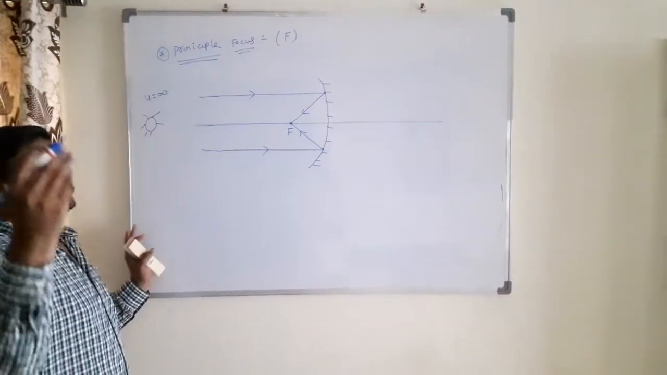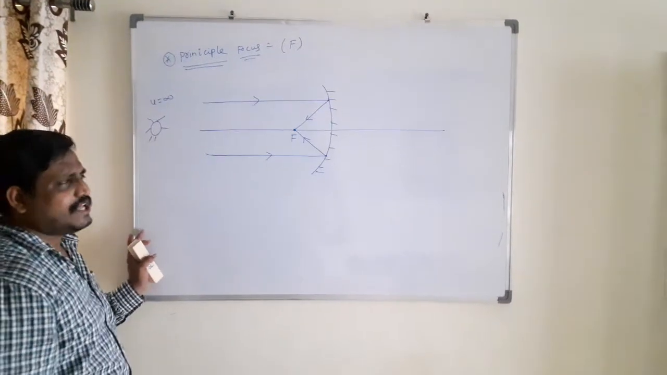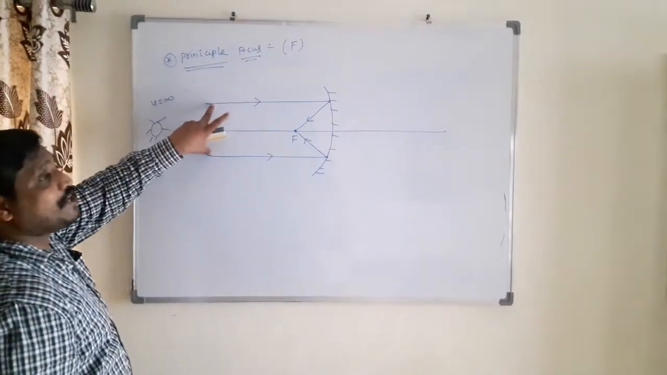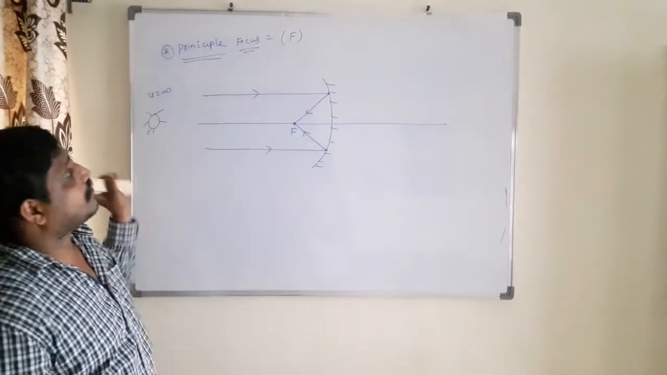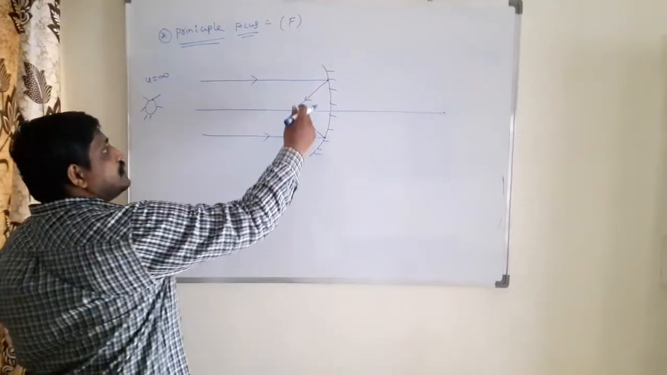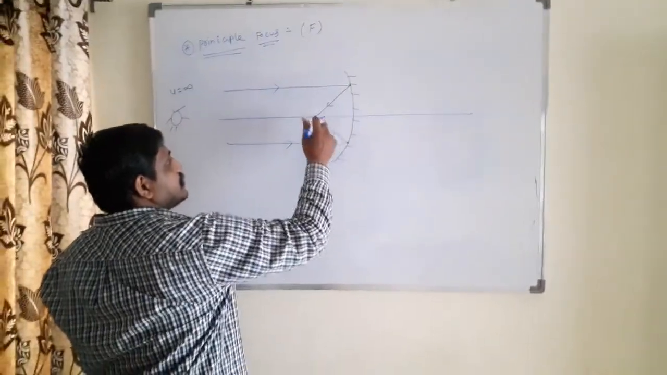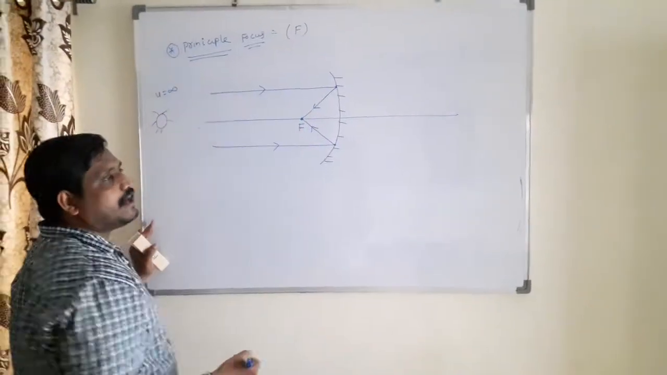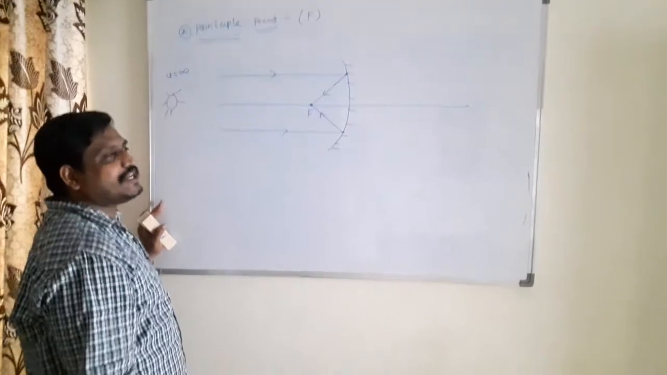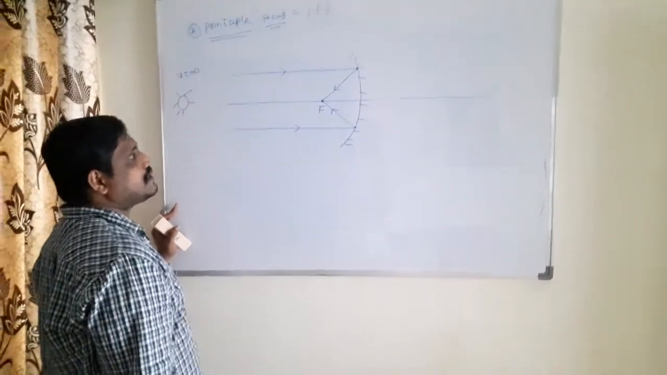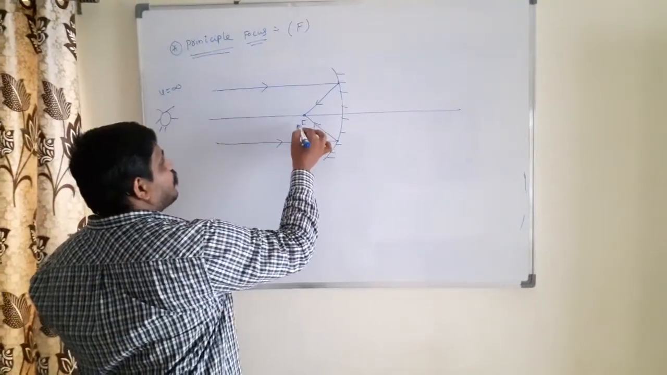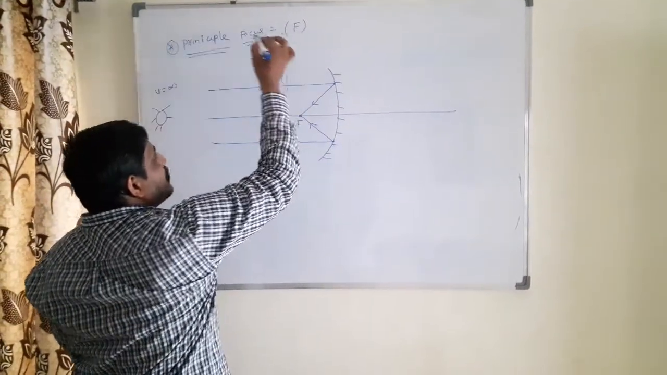Once again, what is the definition of principal focus? When light rays coming from infinity fall on the mirror, these rays meet at a single point. That single point is the principal focus. The principal focus is denoted by capital F.